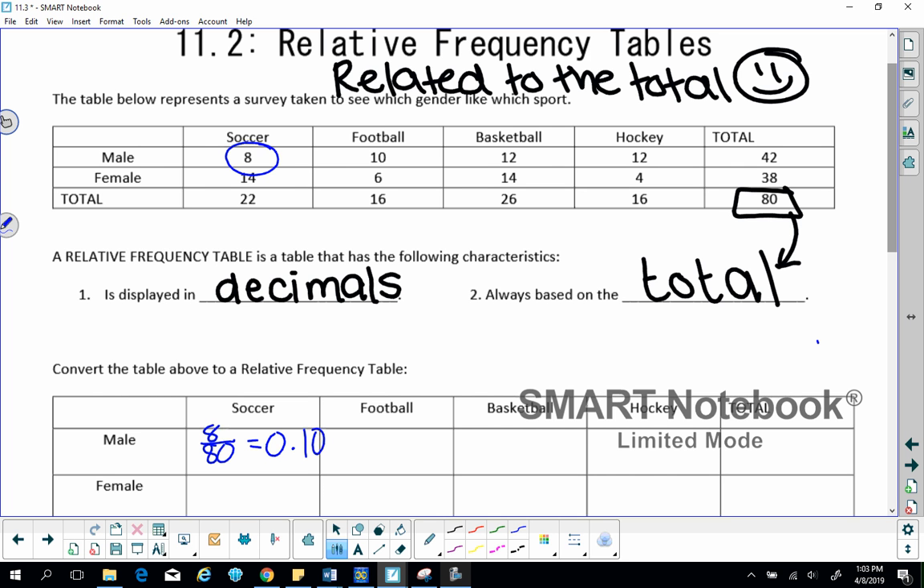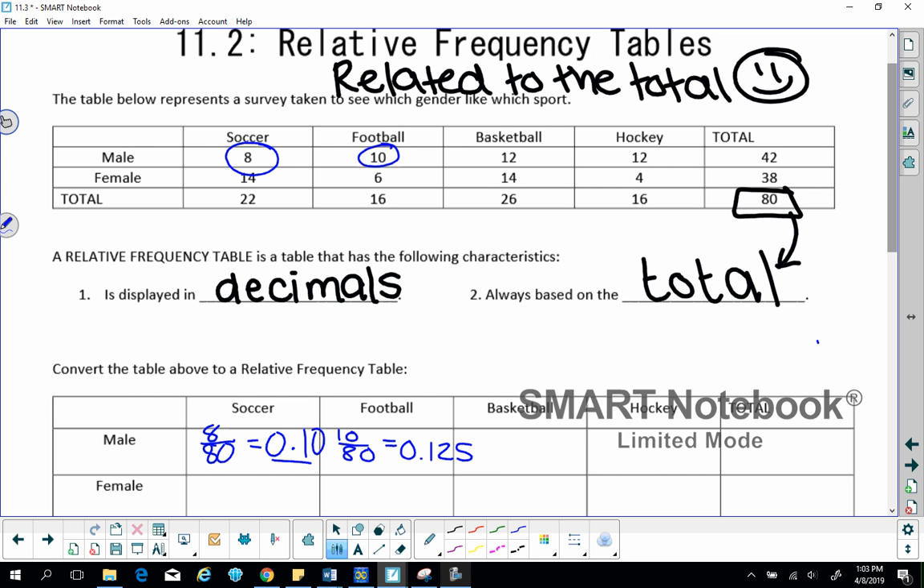You're taking every one of these numbers. You don't have to write this down, but all you're doing is taking each number, 10, divided by the total, which was 80. What do you end up getting for that? Do 10 divided by 80. You did 80 divided by 10. No, 0.125. Yeah, 0.125. You're right. Does that make sense? Yes.